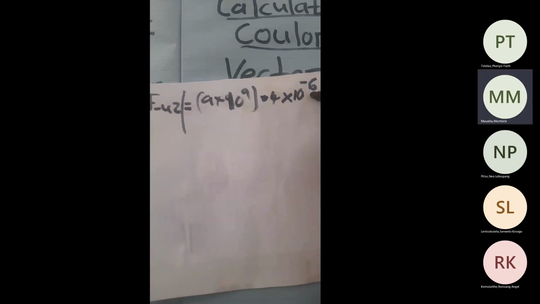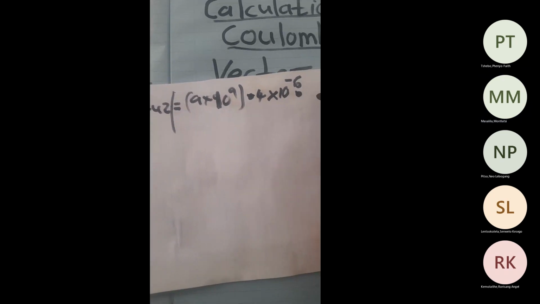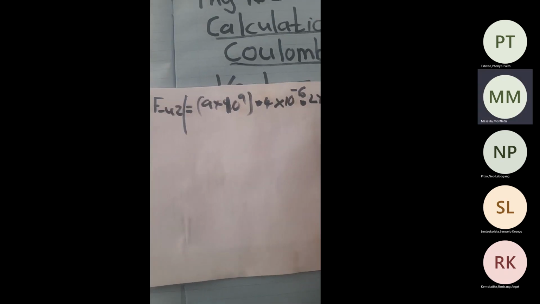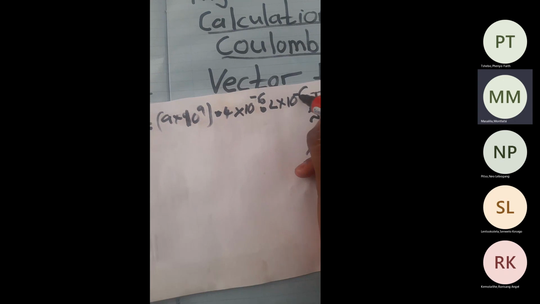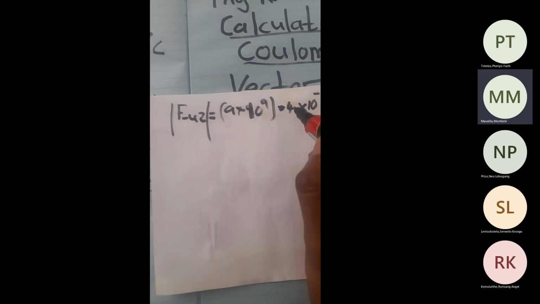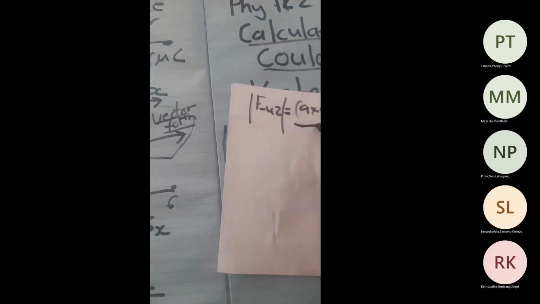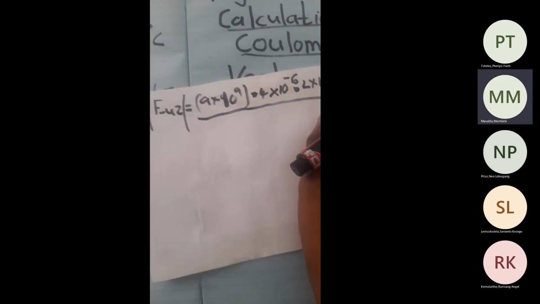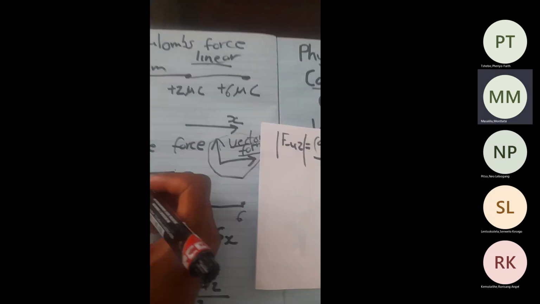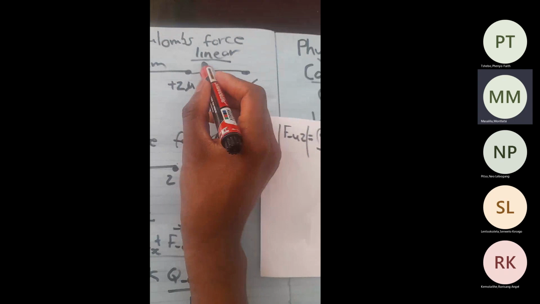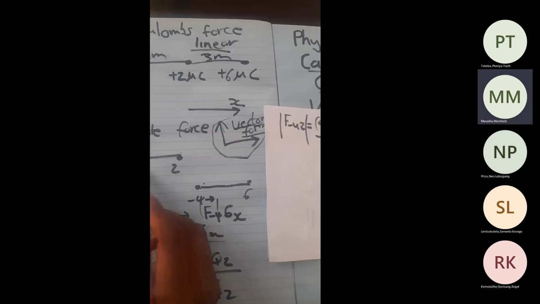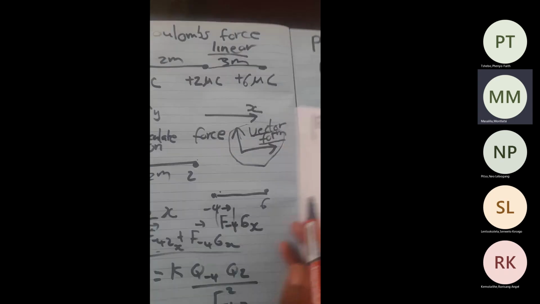Multiplied by Q2, which is 2 times 10 to the power -6, over the distance squared. Let's assume that the distance here is 2 meters, and the distance here is 3 meters. So the distance here is 2 meters. The distance here is 3 meters.